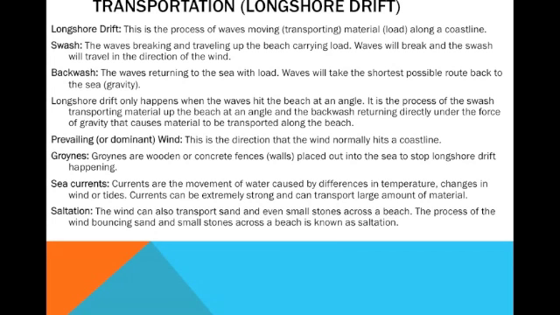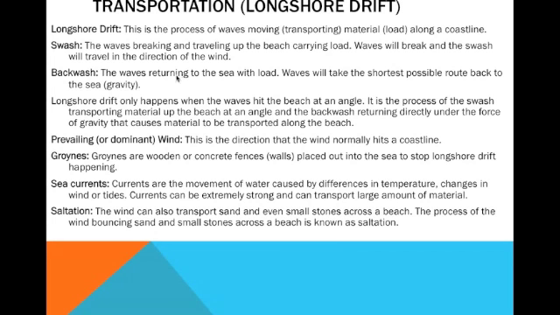So now transportation. Firstly, let's look at longshore drift. This is the process of waves moving material along a coastline. Swash is the waves breaking and traveling up the beach carrying load. Waves will break and the swash will travel in the direction of the wind. Backwash is the waves returning to the sea with load. Waves will take the shortest possible route back to the sea because of gravity.